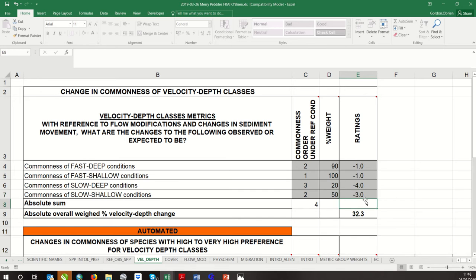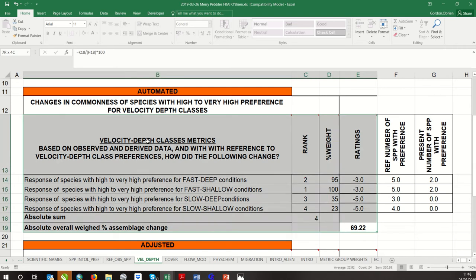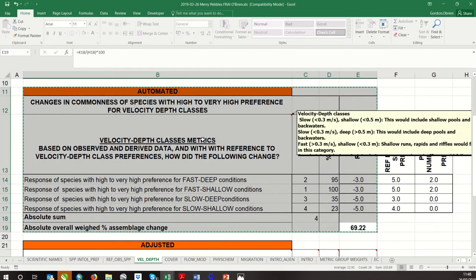Okay, and why am I only saying -3? Because I believe that the habitats are still there. Do you understand, guys? Okay, cool. Because now that I've done that, I'm going to speed up.